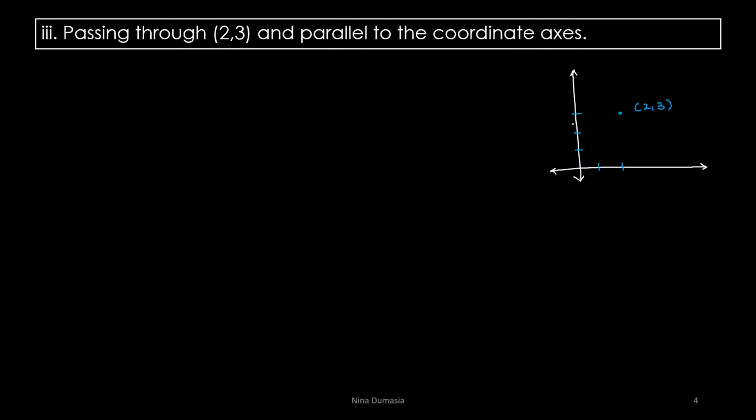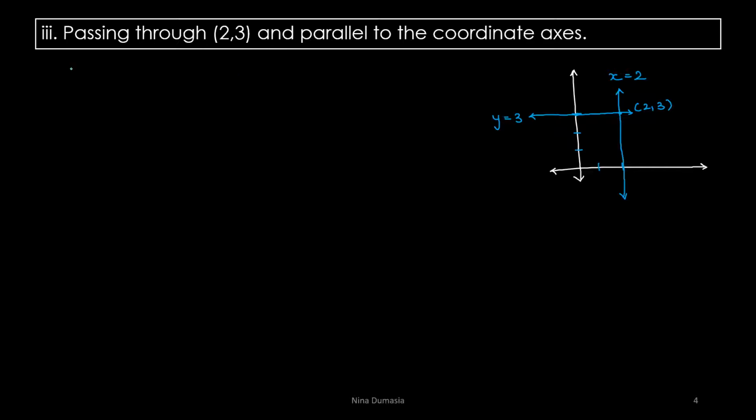So this point is 2,3. Now see, we want the two lines to be parallel to the x and the y axis. So the line parallel to the x axis will be like this. And what will be the equation of this line? Every point on it has the y coordinate 3 only. So here this equation is y is equal to 3 and then the second line will be this way, which is parallel to the y axis. Here every point has the x coordinate 2 only.